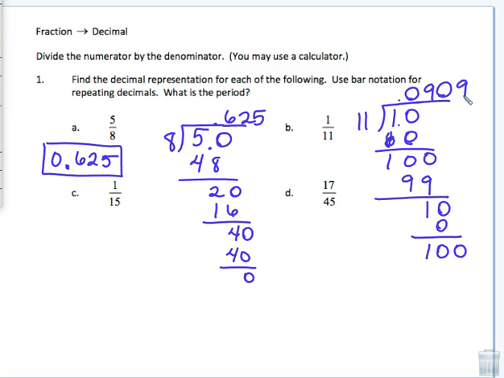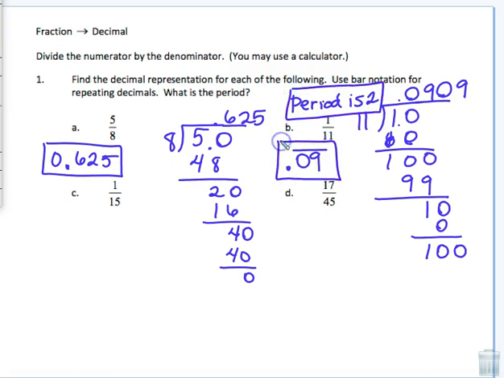So my answer is going to be equal to 09 repeating. The 0 and the 9 both repeat. Since that's 2 digits that repeat, that means that the period on this is 2. And that's part of the answer. How many digits repeat represents the period.